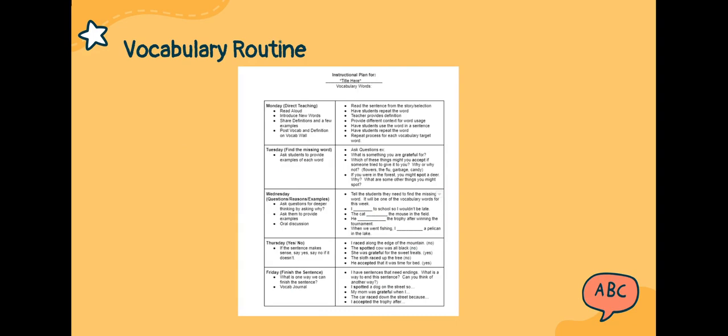This is an overview of what a weekly vocabulary routine could look like. Monday, you might read aloud the words, introduce new words, and share definitions as well as a few examples, and post those vocabulary and definitions on a vocabulary wall. Tuesday, you might ask questions about what the words mean, ask them to think a little deeper about why, provide some examples, and have some oral discussion.